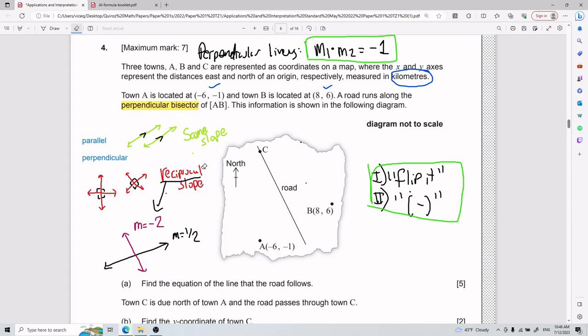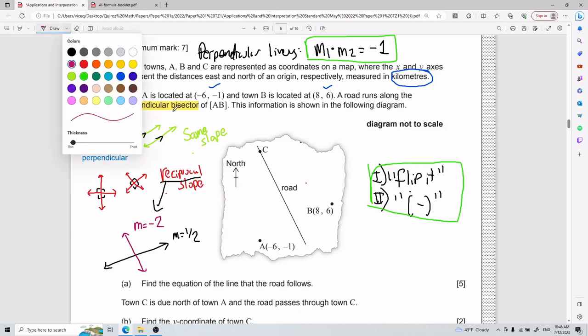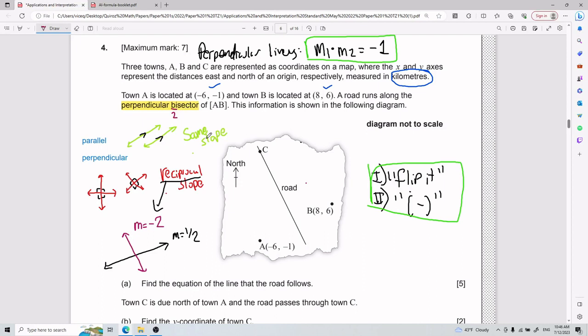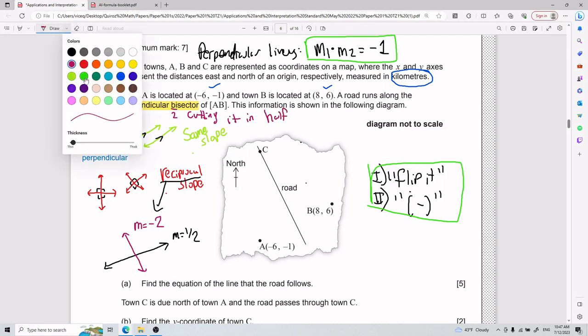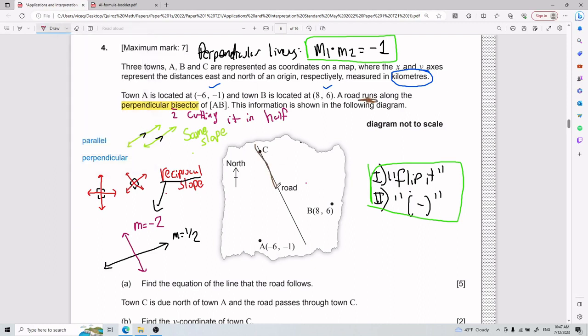Now, what is a bisector? Following its name with bi, we're talking about two. And sector sounds a little bit like the word dissect. When you dissect something, you're opening it up. If you bisect something, you are cutting it in half. What is that telling me? So this road is this guy here.